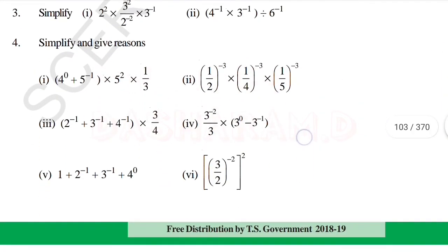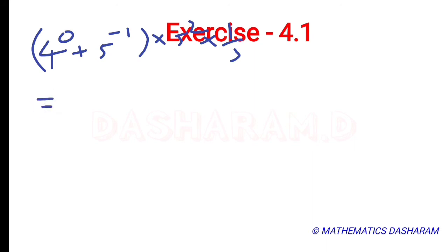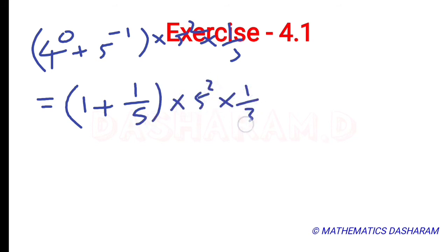Next, fourth bit: simplify and give reasons. First question: 4^0 + 5^(-1) × 5^2 × 1/3. It equals 4^0, answer 1, plus 5^(-1) means 1 by 5, into 5 square into 1 by 3.